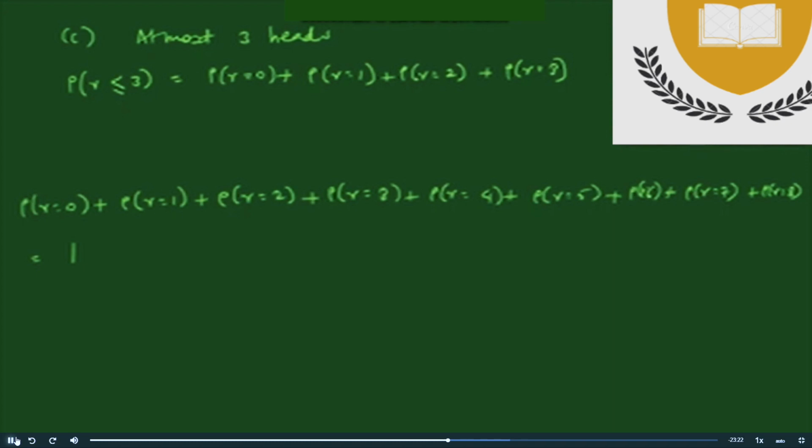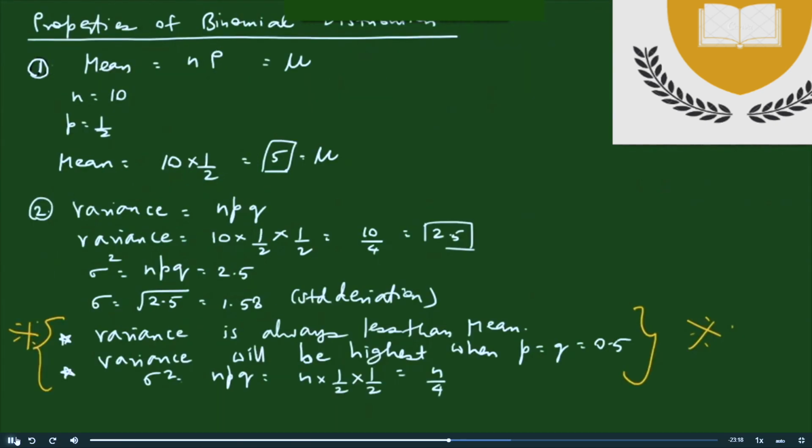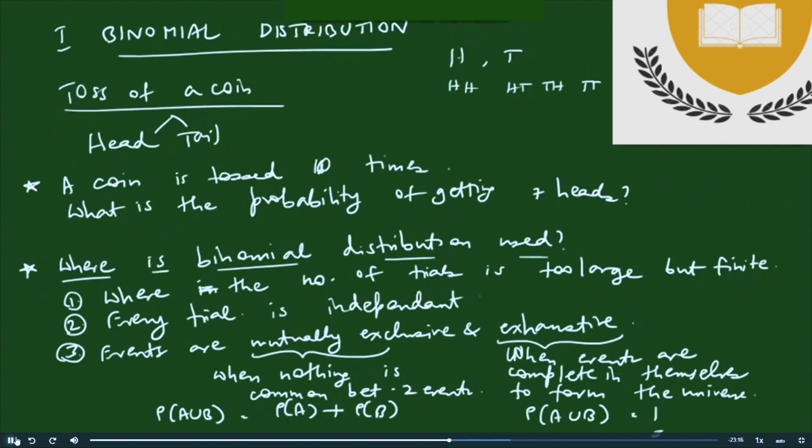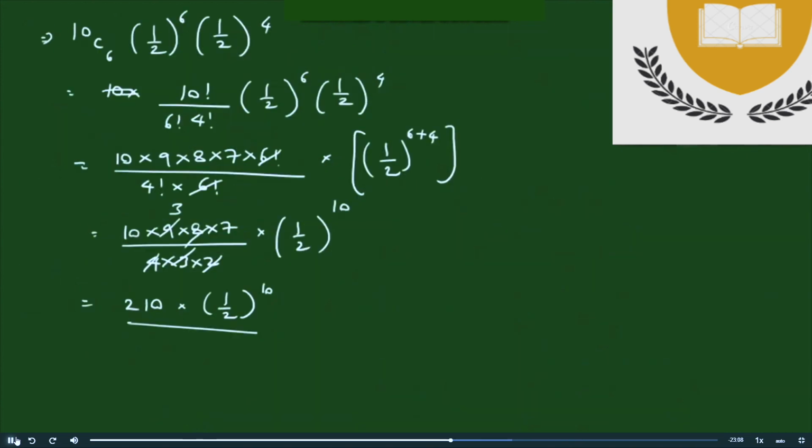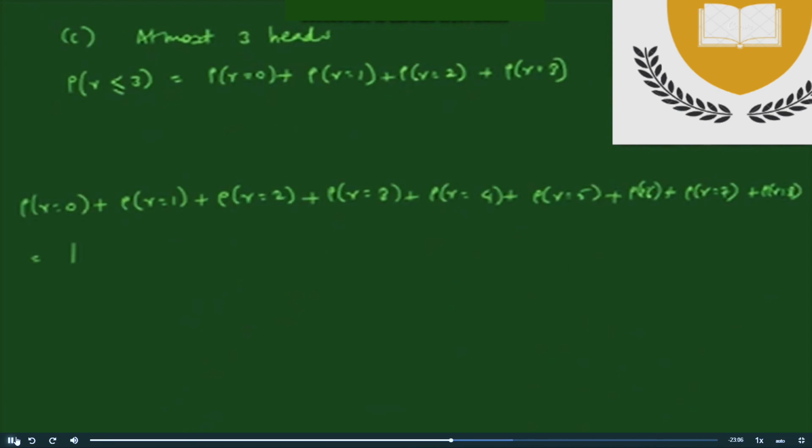Why will I get 1? Because this is the condition of a binomial distribution where the events are going to be mutually exclusive and exhaustive. Exhaustive means the union of all those events is going to be 1. So this is nothing but the union of all the events. R equal to 0 is at one end, R equal to 8 is at the other end. So if I total everything, that is nothing but the union of all the events within the set. That is going to be equal to 1.